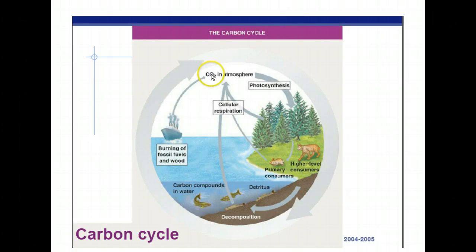The carbon cycle, two major processes here. Carbon dioxide taken out of the atmosphere by photosynthesis, taken into plants during primary productivity, photosynthesis. And then plants, animals, and decomposers return carbon back to the atmosphere during cellular respiration. Also, burning of fossil fuels and woods increases carbon dioxide in the atmosphere.